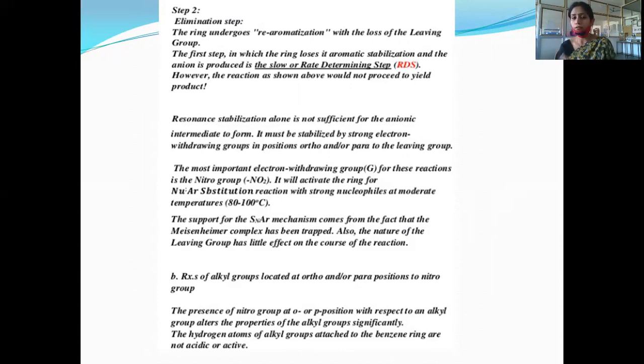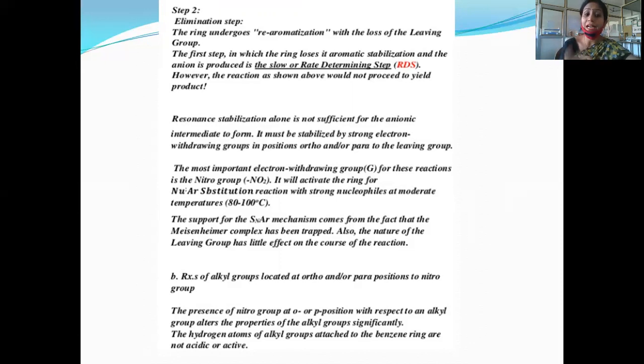What happens after the Meisenheimer intermediate is formed is that it is resonance stabilized, but that is not sufficient for the intermediate complex. It must be stabilized by a strong electron withdrawing group in ortho and para position with respect to the leaving group. The most important electron withdrawing group here is the nitro group.